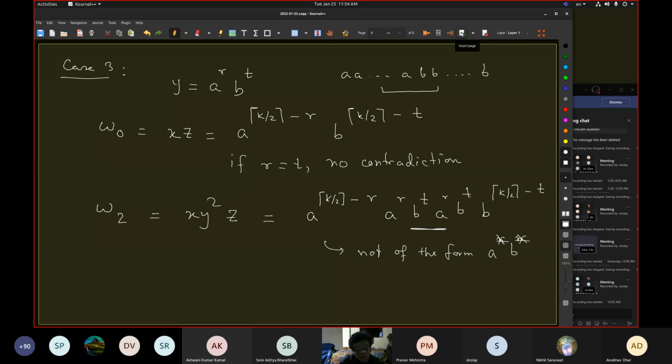Okay, if not, I will tell you in another 5 minutes a simplification of this proof. So if I started with the string a power k, b power k, this is of length 2k, which is definitely greater than or equal to k, right?